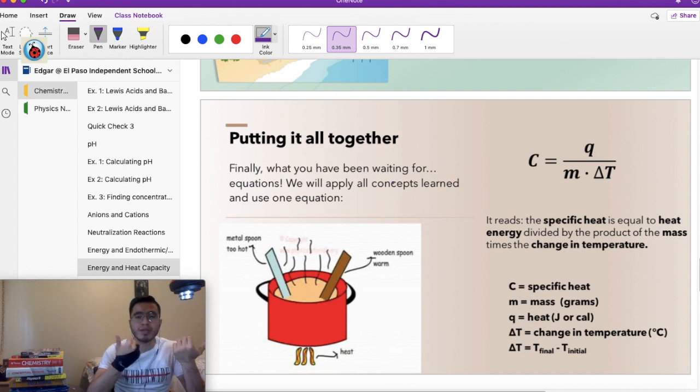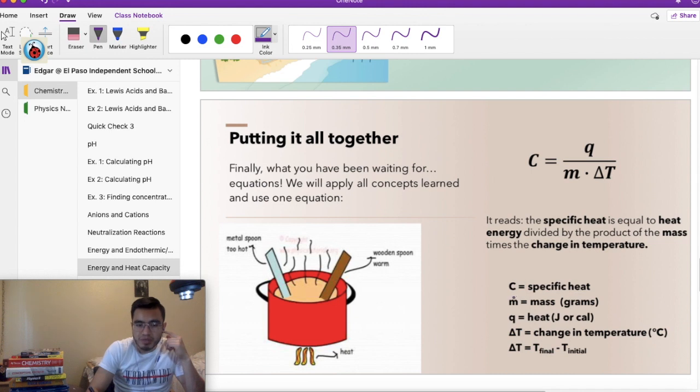What is that triangle delta T? If you remember, that is change. So change in temperature is equal to the final temperature minus initial temperature. And then I have it here, you can see it. Delta T is equal to T final minus T initial, okay?